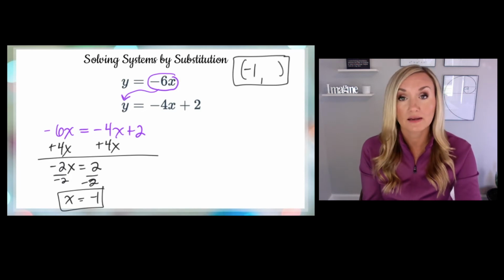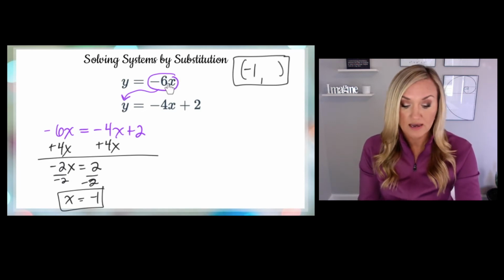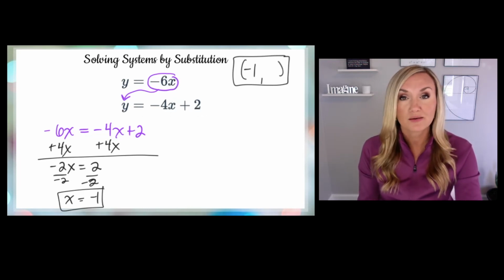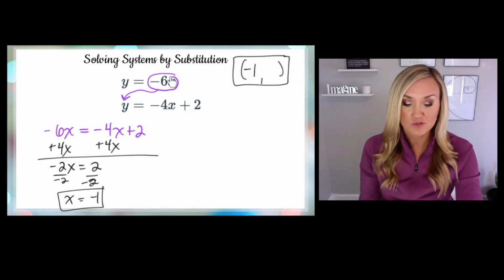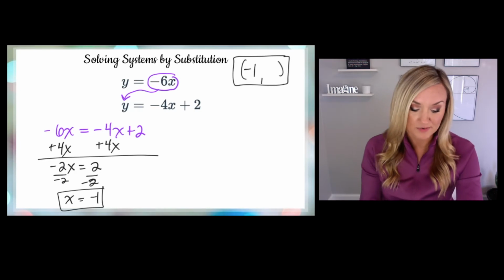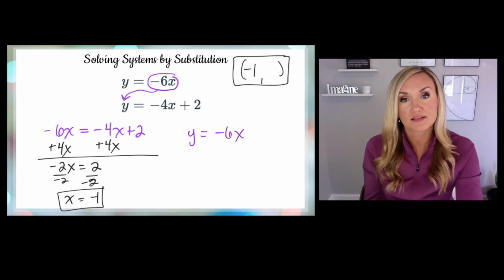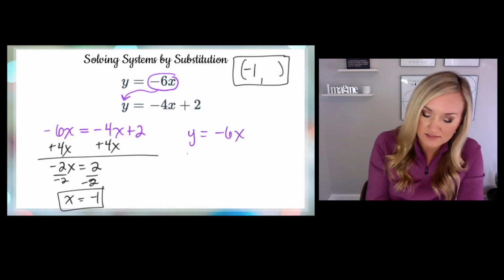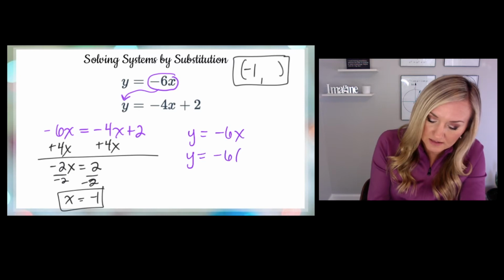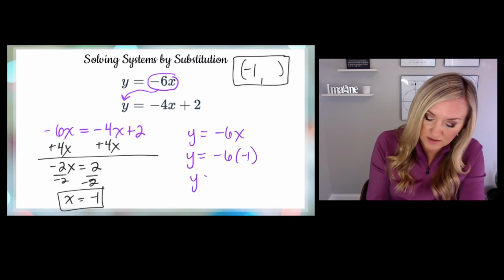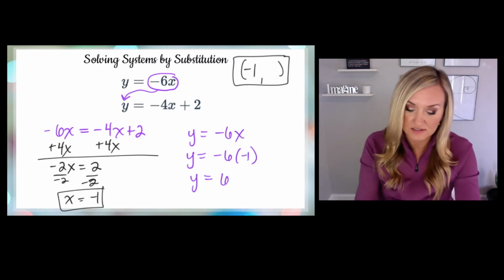So now I need to think, what can I do to solve for y? Well, I can plug in x into either equation. I could plug in x negative 1 to here or to here. It doesn't matter which equation you use because they're both going to give you the same answer if you do the math right. So I'm going to choose a smaller one, less steps. I'm going to write down y equals negative 6x, and instead of x, I'm going to write negative 1 because that's what x is. So y equals negative 6 times negative 1. Y is just going to give me a positive 6.